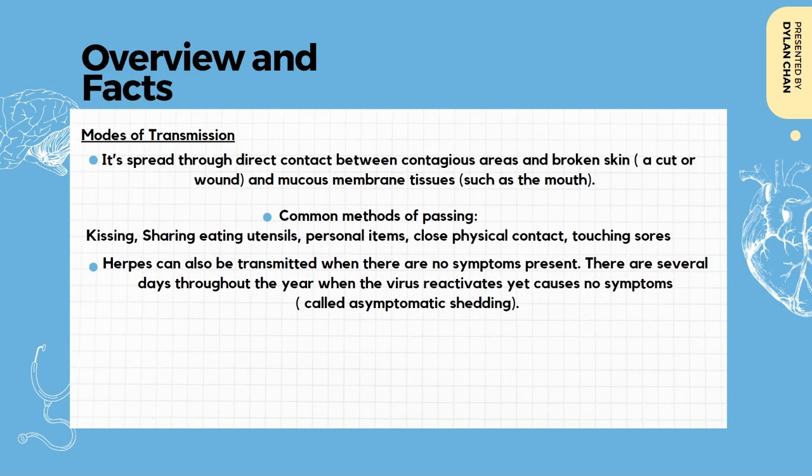Overview and facts. The modes of transmission. It spreads through direct contact between contagious areas and broken skin, such as a cut or a wound, and mucous membrane tissues, such as the mouth. Some common methods of passing are kissing, sharing eating utensils and personal items, close physical contact, and touching the sore.